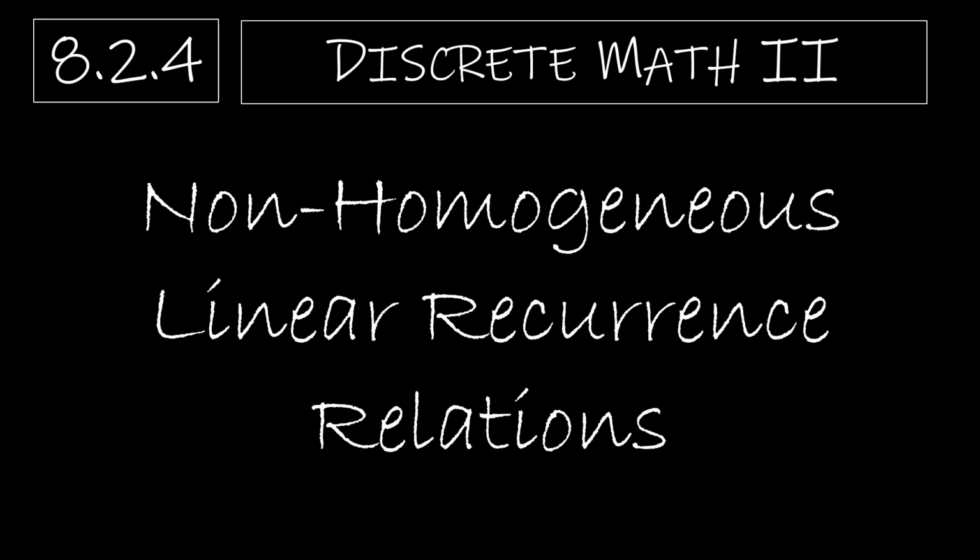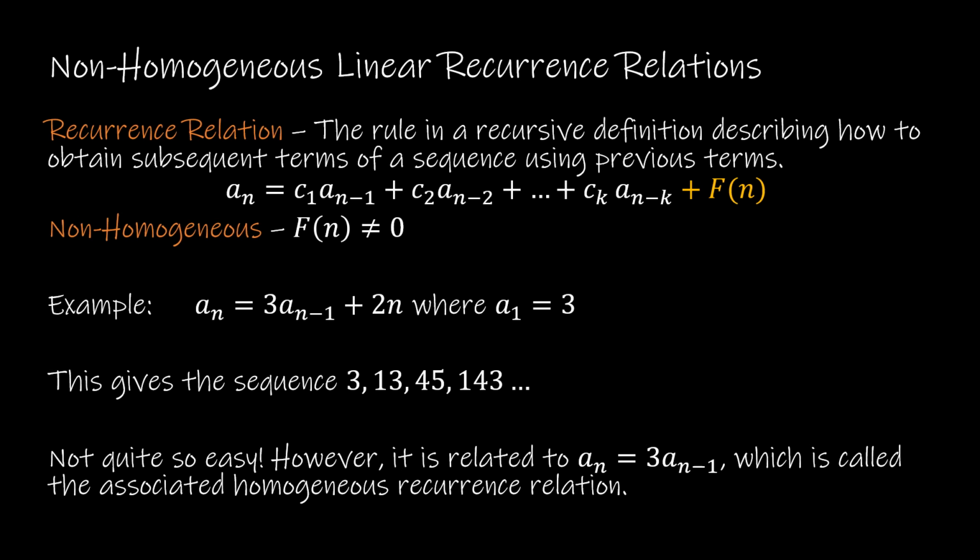In this video, we're going to take a look at non-homogeneous linear recurrence relations. At this point, we should be very familiar with recurrence relations, but to this point, we've only looked at homogeneous linear recurrence relations. So now we're going to take a look at a non-homogeneous, which essentially just means that that f of n is not equal to 0.